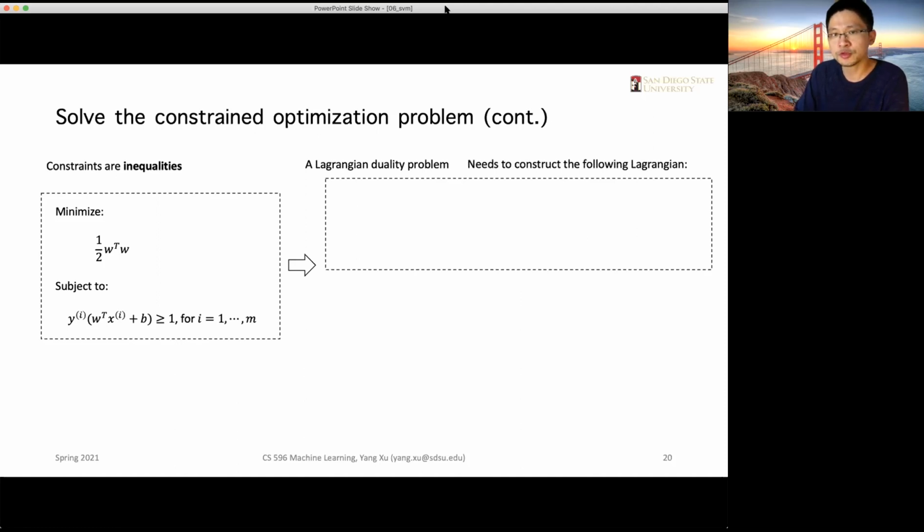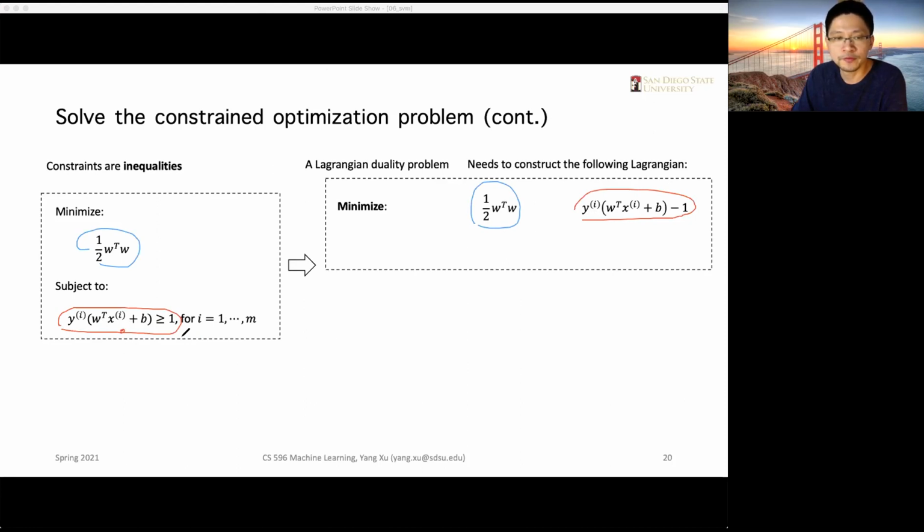So we need to construct the Lagrangian like this, right? First, we can write the original objective here, and we write the inequality constraints into this form. We move the 1 on the right side to the left side, so it becomes -1. Okay, and then we need to put the alphas.